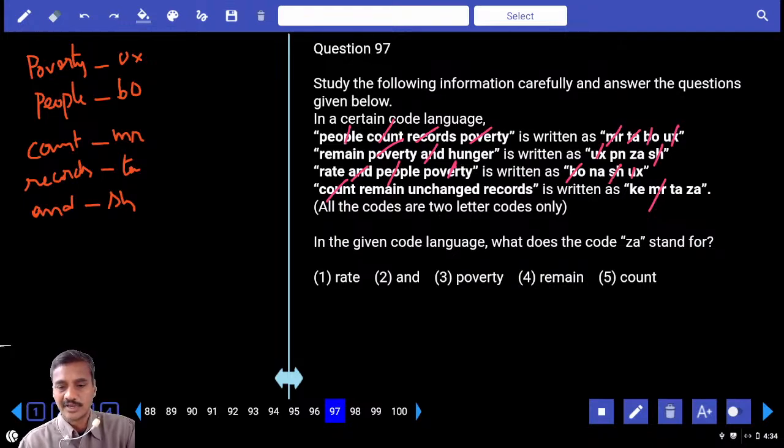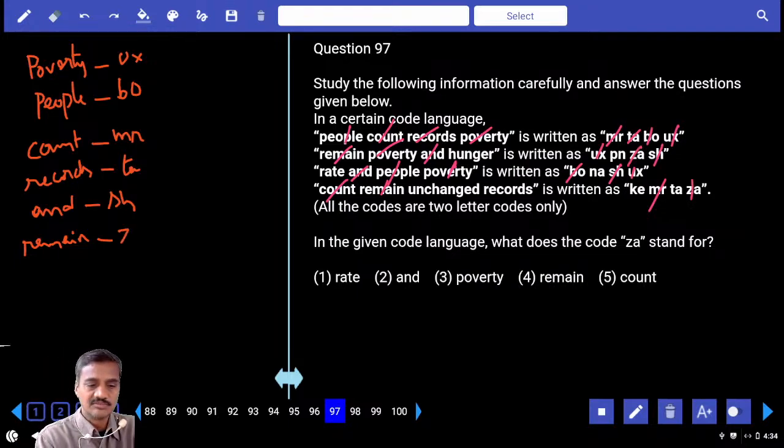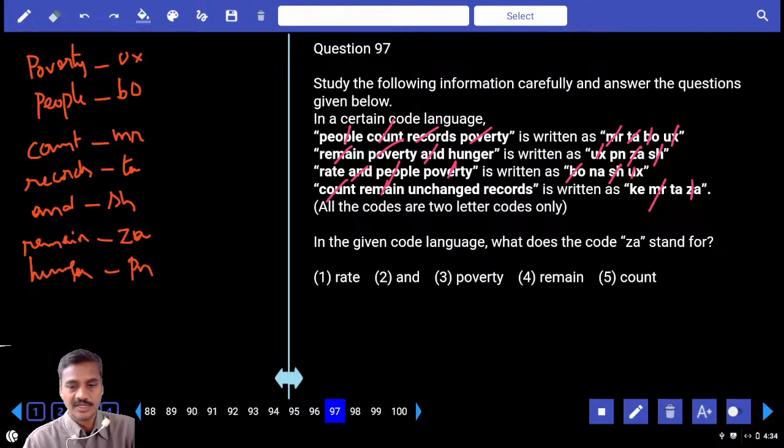Then remain is the word that is common between the second and the fourth. What is the code that is common here? PN, ZA. ZA is the code that is common between the second and the fourth. In the second one, hunger is the only word left over, and the code given to hunger is PN. In the next one, rate is the word that is left over, and the code given to the word rate is NA.